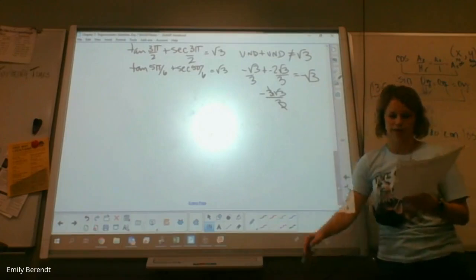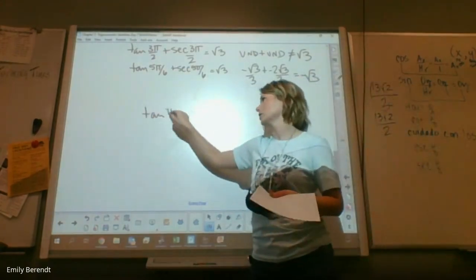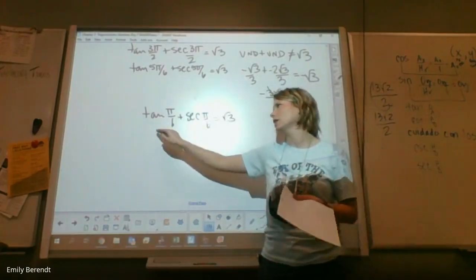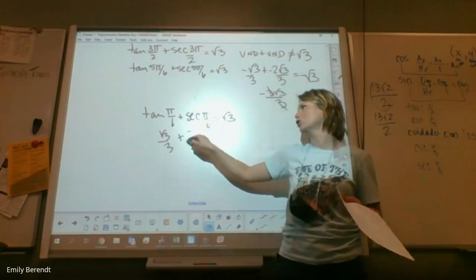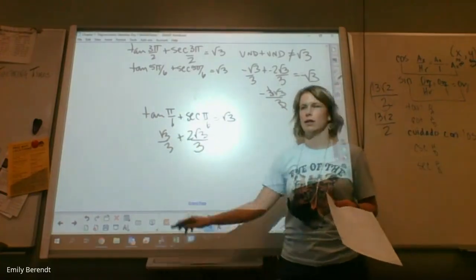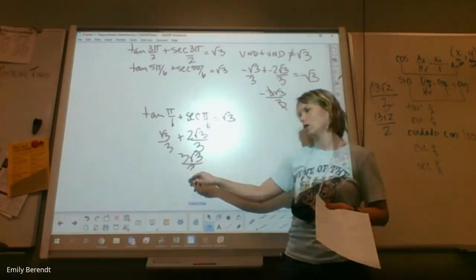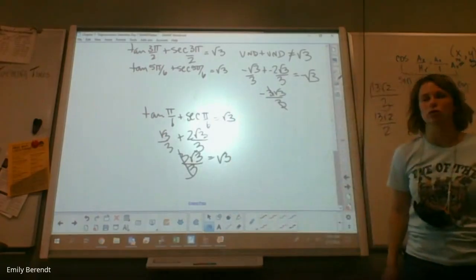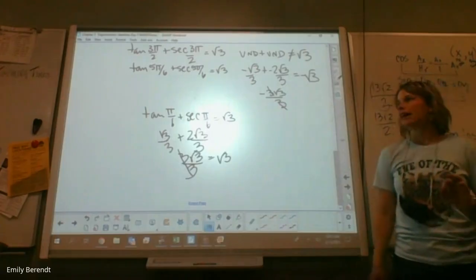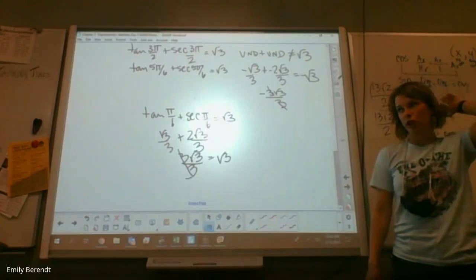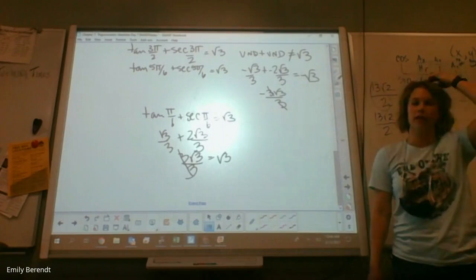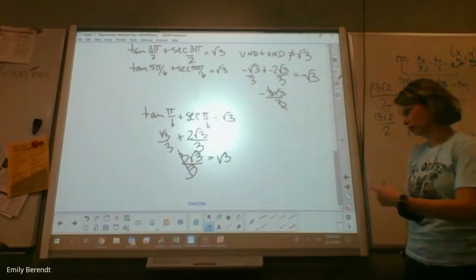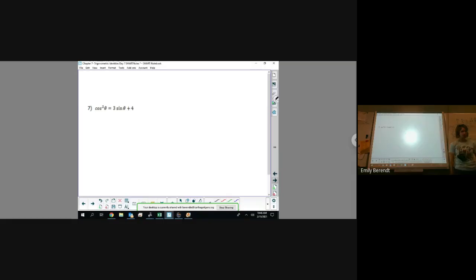But guess what does work? The tangent of pi over 6 plus the secant of pi over 6 will equal root 3 because you get root 3 over 3 plus 2 root 3 over 3, which gives you 3 root 3 over 3, which gives you root 3. So the only answer is x equals pi over 6 on this one. I think on your worksheet, you have one where none of the answers work, and that's a no solution. Pretty sure you have one of those on there.